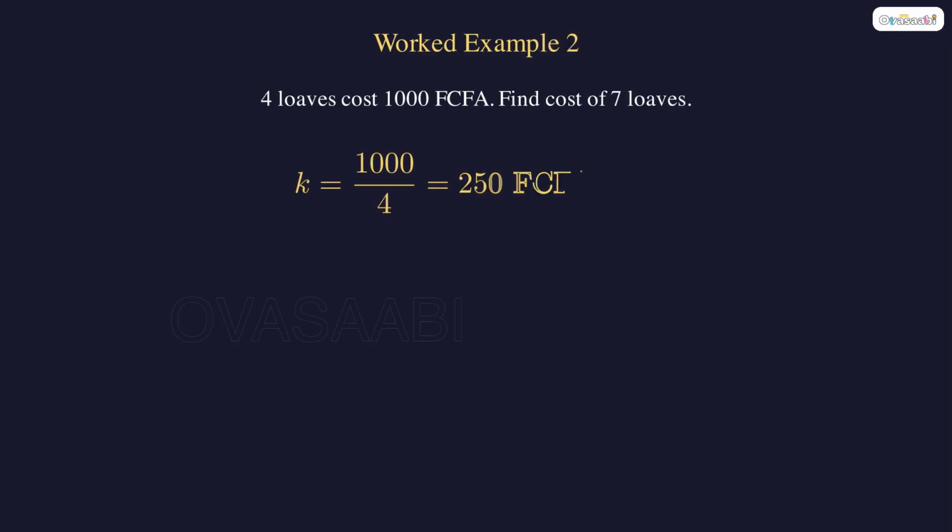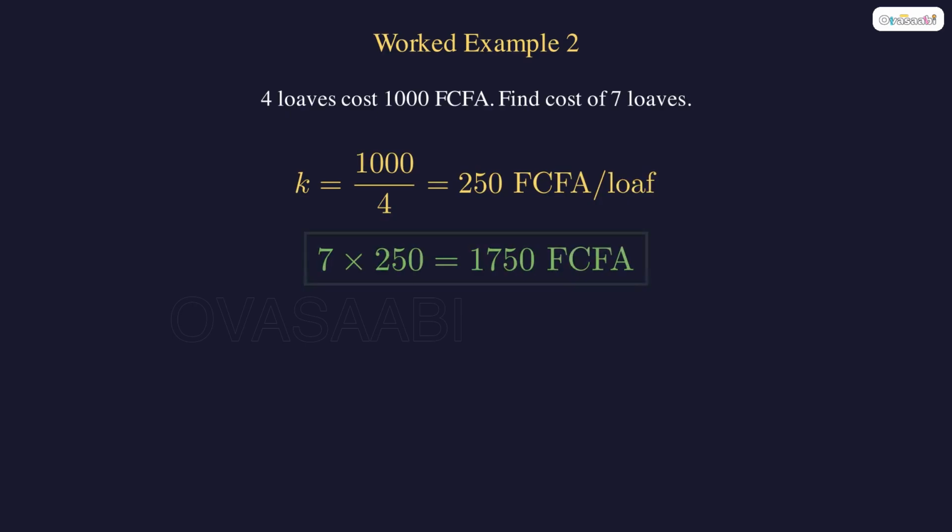Worked example 2. 4 loaves cost 1,000 francs. Find k by dividing 1,000 over 4, which equals 250 per loaf. 7 loaves cost 7 times 250, which is 1,750 francs.